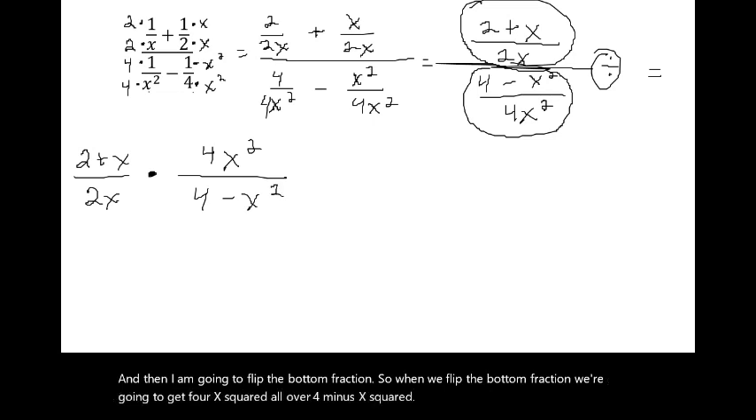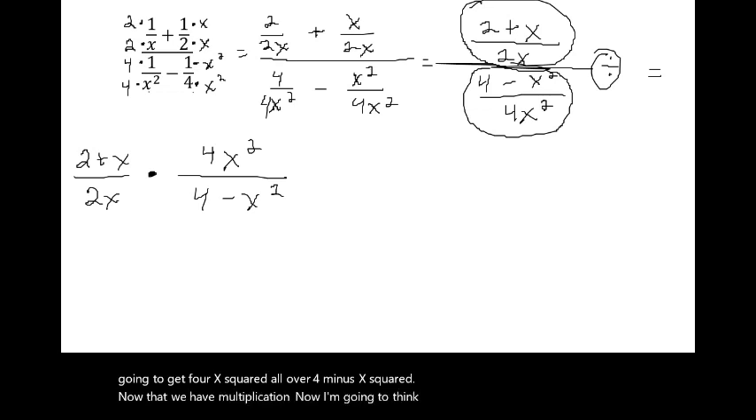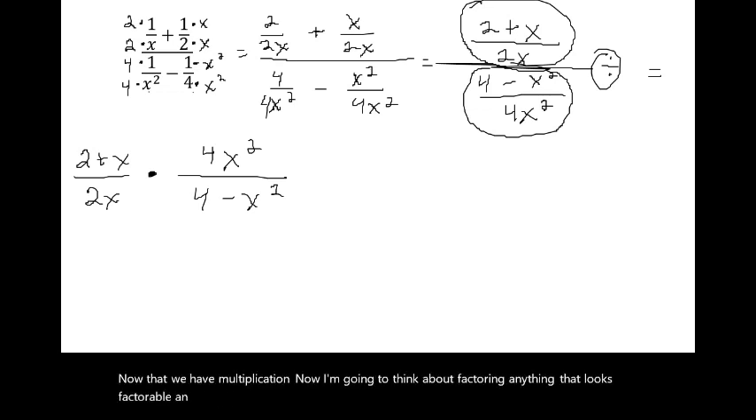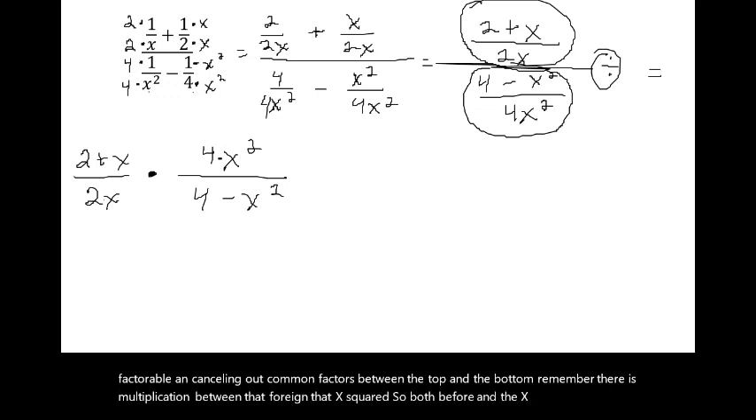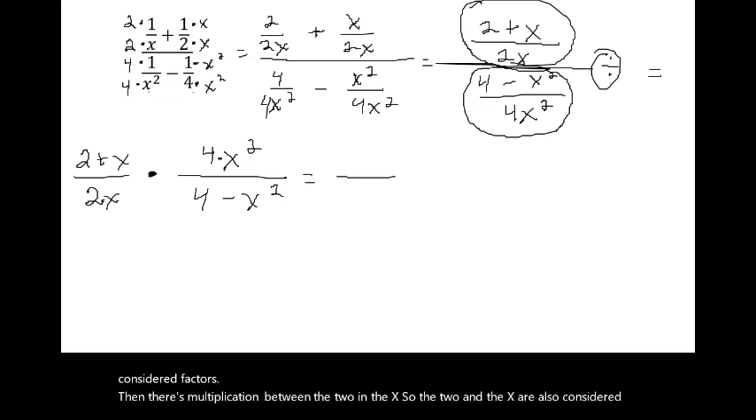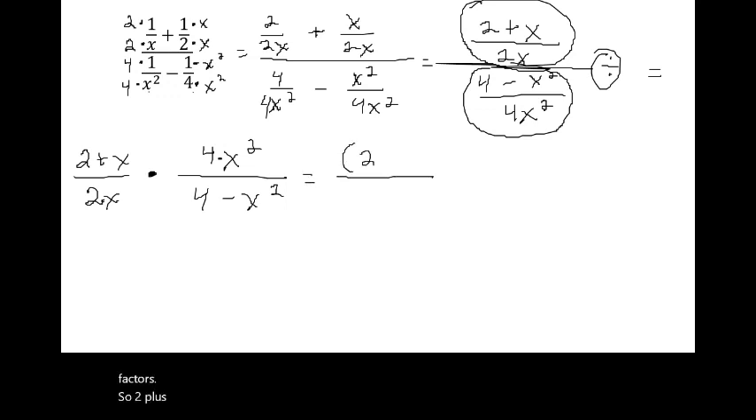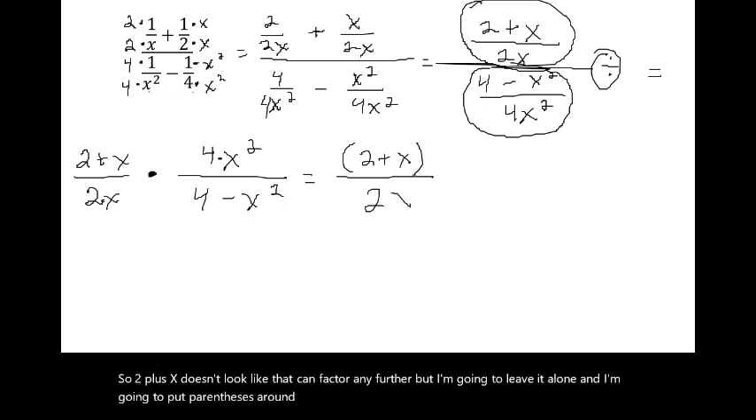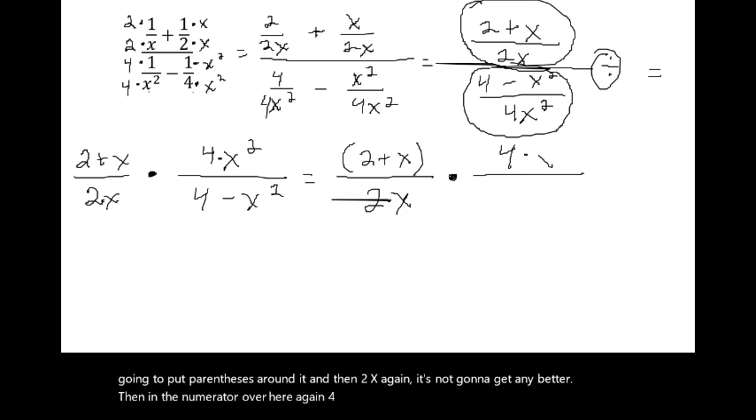Now that we have multiplication, now I'm going to think about factoring anything that looks factorable and canceling out common factors between the top and the bottom. Remember, there is multiplication between that 4 and that x squared, so both the 4 and the x squared are considered factors. Then there's multiplication between the 2 and the x, so the 2 and the x are also considered factors. So 2 plus x doesn't look like that can factor any further, but I'm going to leave it alone, and I'm going to put parentheses around it. And then 2x, again, it's not going to get any better. Then in the numerator over here, again, 4 times x squared, not going to get any better than that.